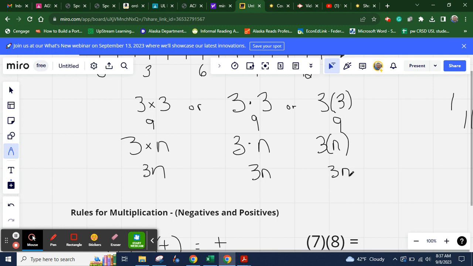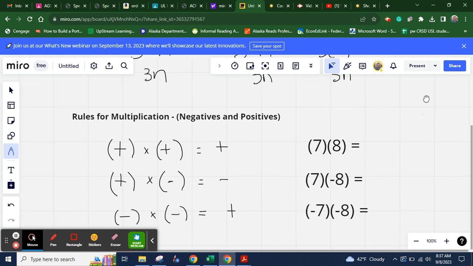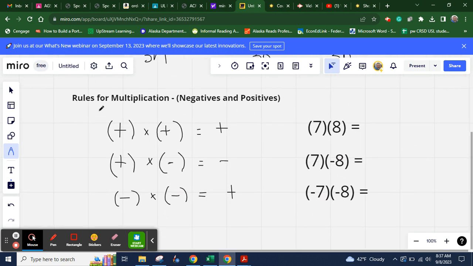So I think in your homework, it's going to be doing this style. It's going to get rid of the x. So be aware of that. And the one main thing I wanted to show you are the rules for multiplication. You just got to remember them.